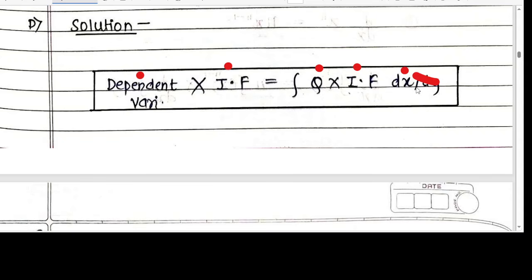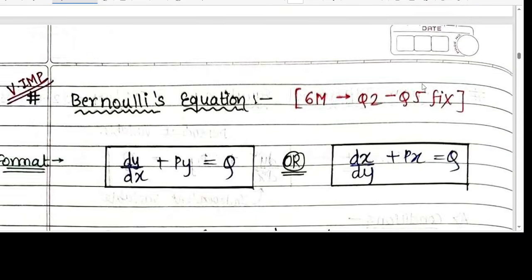If the second form is there, that we will see afterwards. Sometimes you have to write dy also, but right now you can consider dependent variable into IF is equal to integral q into IF into dx.